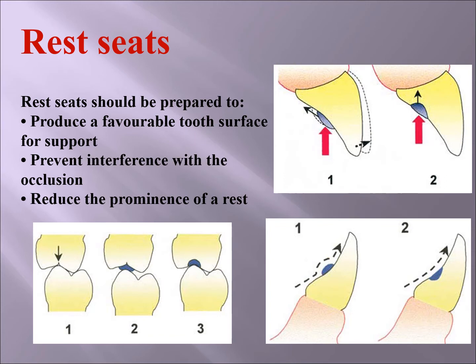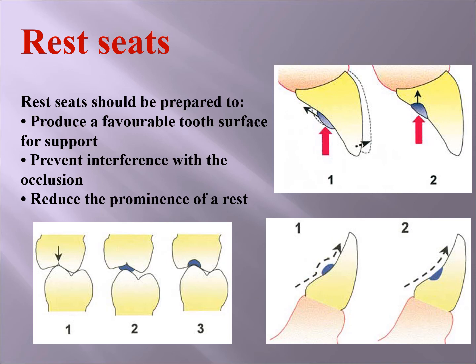Now, why do we have to prepare rest seats? They have to be prepared to produce a favorable tooth surface for support. If you look at the first picture, in scenario number 1, if you do not have a rest seat prepared to accommodate the rest, then as occlusal forces are applied on the tooth, the rest will just slide away, and instead of transmitting the forces along the long axis of the tooth, they will just slide and exert harmful forces on the teeth, and this will be traumatic to the abutment teeth. While if you prepare the rest seat to accommodate the rest, when occlusal forces come in contact, they are transmitted through the rest and the rest seat towards the long axis of the tooth.